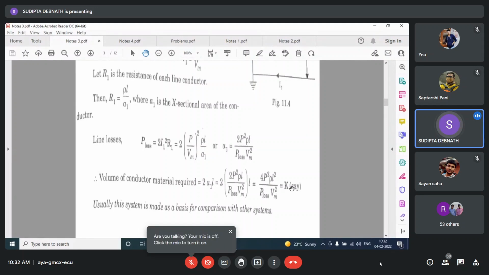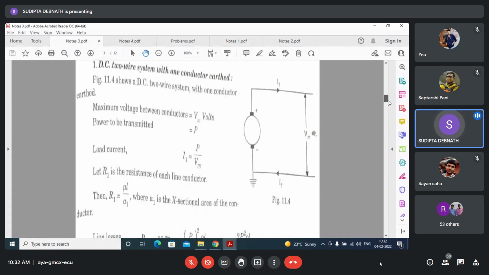All are constants. We are considering it to be K. And we'll express the volume of conductor material of all the other transmission systems in terms of K. Then we can compare actually. If we can express all other conductors volume in terms of K. So I hope this is the simplest system. There is no problem here.